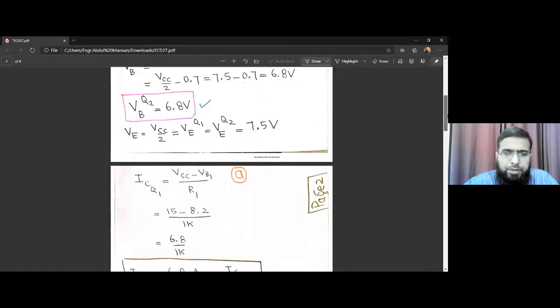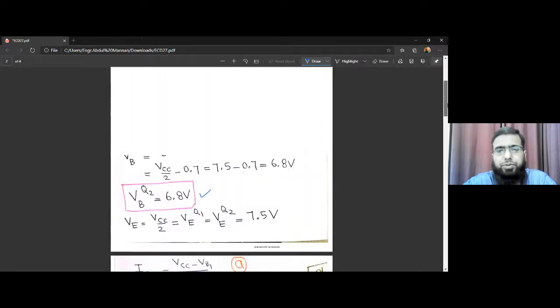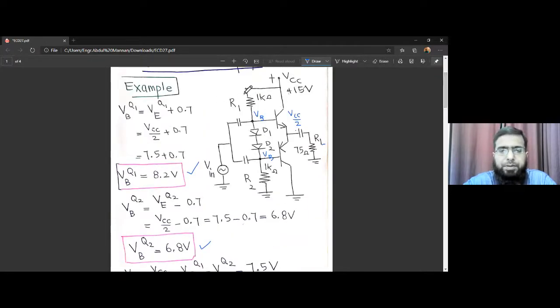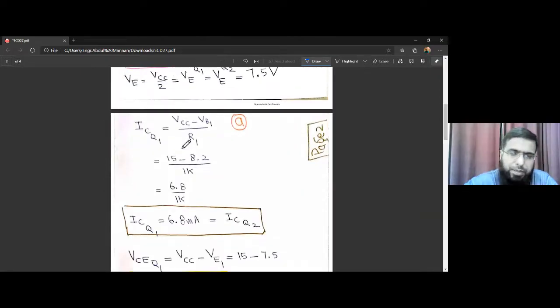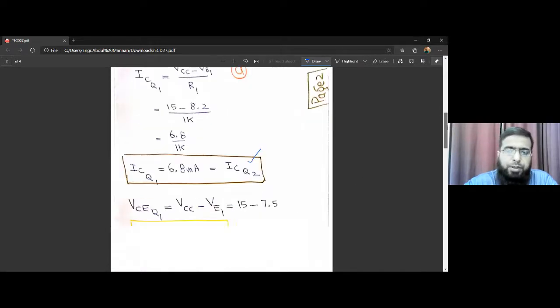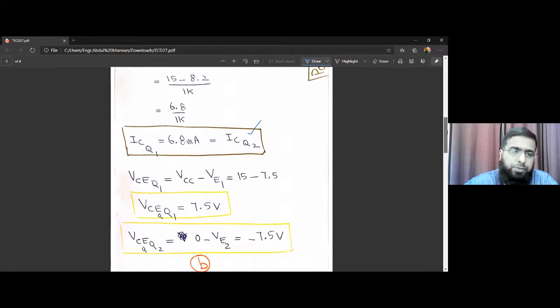In part A, we're going to find ICQ, the same as we studied in the last lecture. It's VCC minus VB1 divided by R1. Since it's a current mirror, the current that flows here is the same as the current that flows here. Plugging in the values, 15 minus 8.2 divided by 1 kilo ohm comes out to be 6.8 milliamps. This current is the same as the current that flows through the collector of transistor Q2.